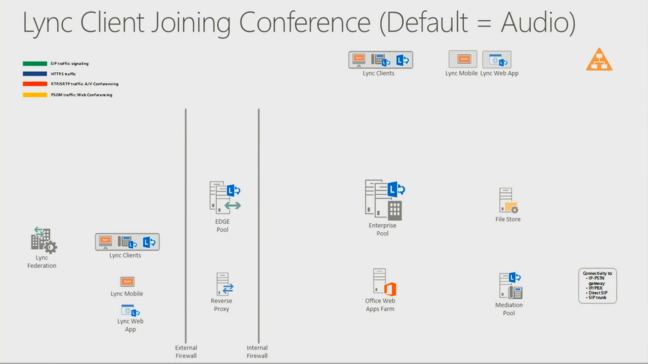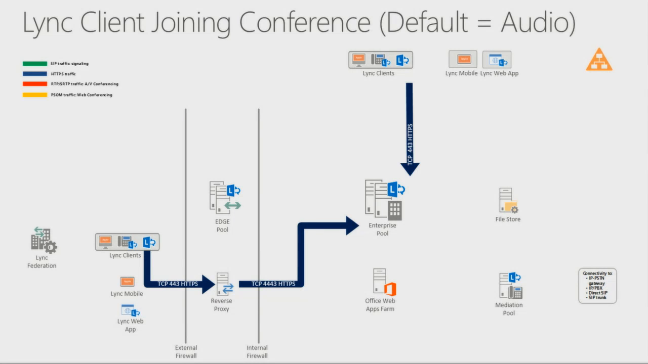Now we move into what streams are going on. For example, if we join a conference, we click the link and go to the reverse proxy on 443. Remember, we need to bridge to 4443 to the backend, and internally it will just connect to 443. Then we signal to the access proxy, the access Edge, on 443. Then Edge and Lync Server talk on 5061, and internally we also use 5061.